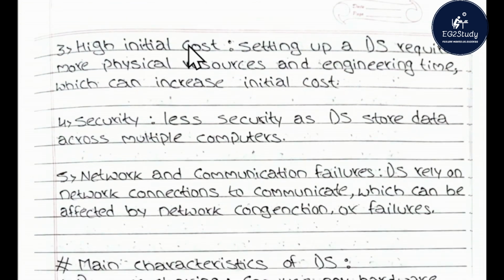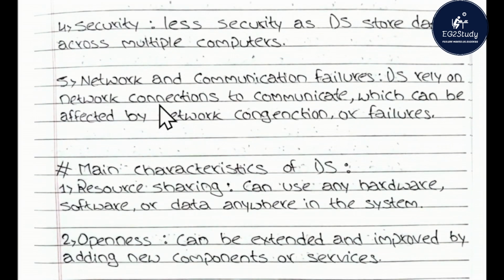High initial cost. Setting up a distributed system requires more physical resources and engineering time, which increases the initial cost. Security. Less security as a distributed system stores data across multiple devices. Some piracy may occur if some data are leaked from one particular system. Network and communication failure. Distributed systems rely on network connections to communicate within the system, so they can be affected by network congestion or network failure.